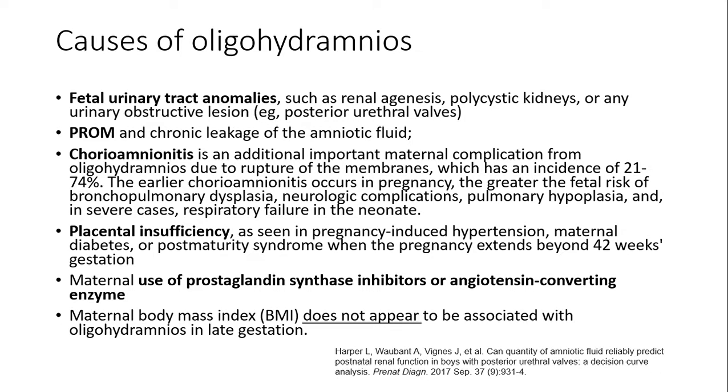What can cause this condition? Obviously, fetal urinary tract anomalies such as renal agenesis, polycystic kidneys, or any urinary obstructive lesion, for example, posterior urethral valves of the baby. Trauma, premature rupture of membranes, and chronic leakage of amniotic fluid are a common cause of it. The next is inflammation of chorion and amnion, which is called chorioamnionitis.